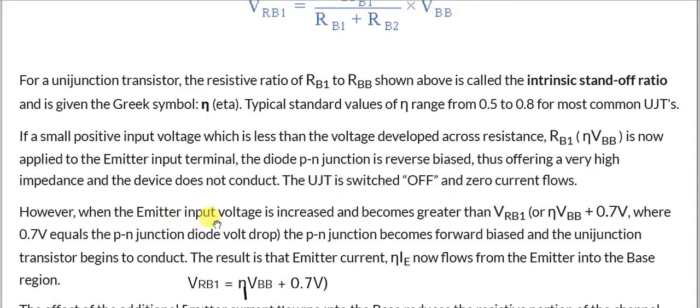However, when the emitter input is increased and becomes greater than VRB1, that is eta VBB plus 0.7 volt, where 0.7 volt is the barrier voltage drop of the PN junction diode, the diode becomes forward biased and the unijunction transistor begins to conduct. Now the result is that the emitter current IE flows from the emitter into the base region.